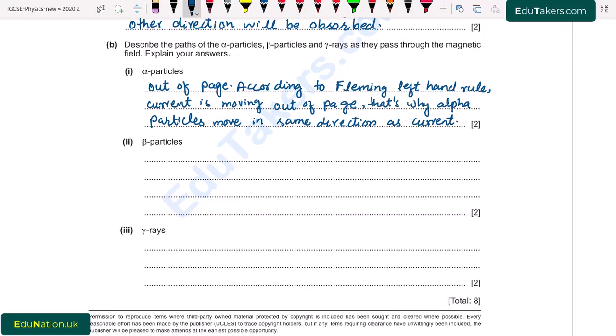And beta particles are negatively charged and they move opposite to alpha particles. It means that they move in the direction opposite to the direction of the beam. So also in this case they will move into the page because they move opposite to alpha particles. So I am writing here towards the page. And they move in the opposite direction to electric current.